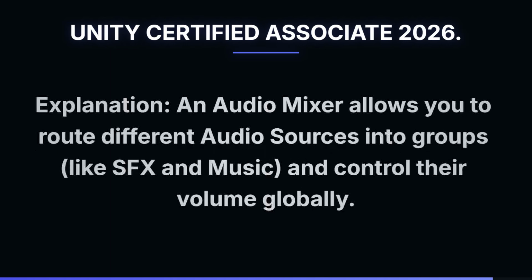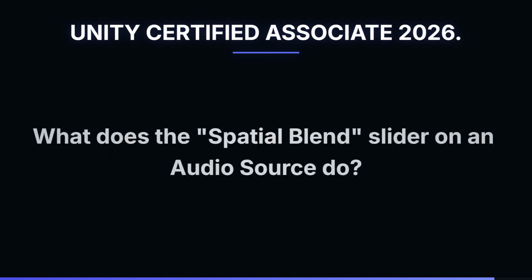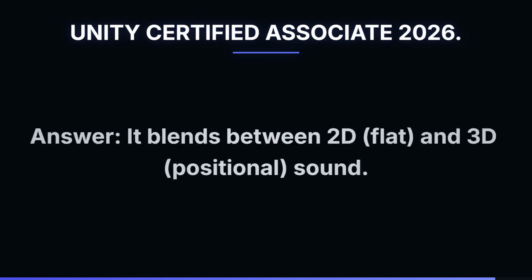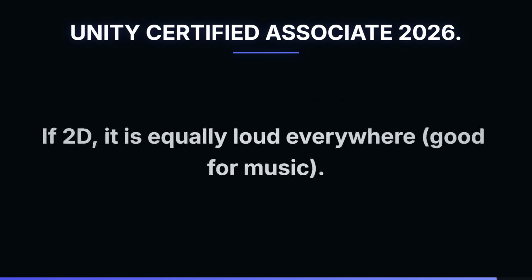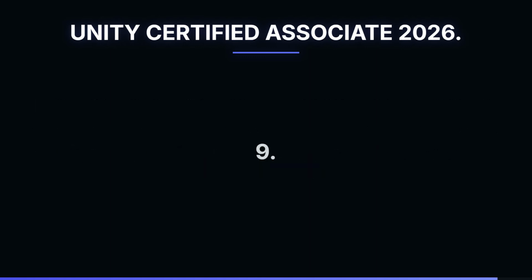8. What does the spatial blend slider on an audio source do? Answer: it blends between 2D, flat, and 3D, positional, sound. Explanation: if set to 3D, the sound gets quieter as you walk away. If 2D, it is equally loud everywhere, good for music.